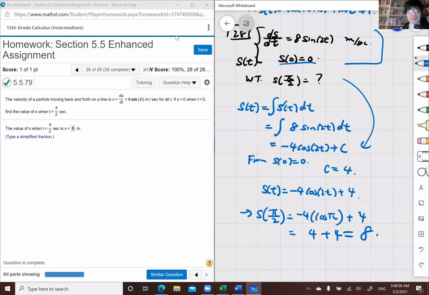So that finishes the explanation for section 5.5. In section 5.6, we still are going to do integration by substitution, but we want to do it with definite integrals.